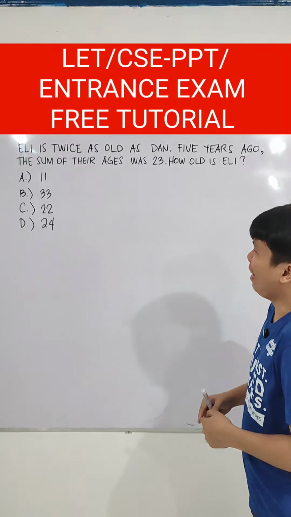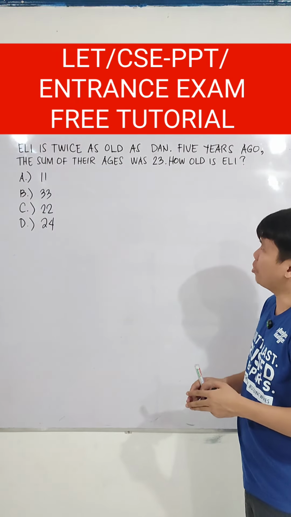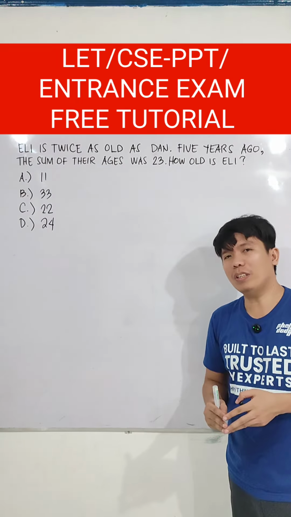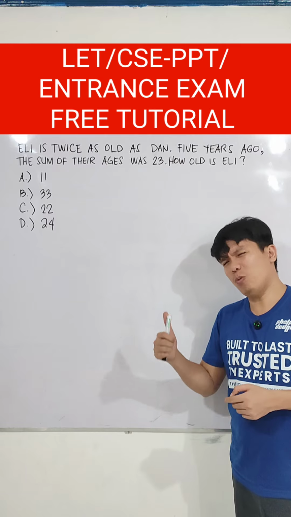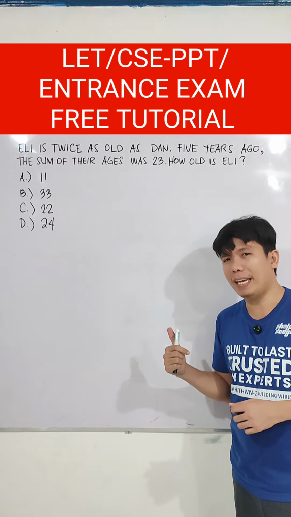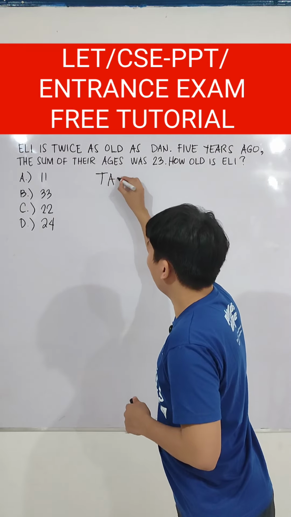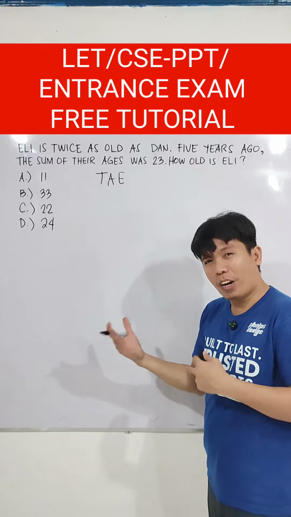We have here, Ellie is twice as old as Dan. 5 years ago, the sum of their ages was 23. How old is Ellie? Now, we can solve this in many ways, but I think the best way to solve this is by TAE, trial and error. Trial and error. Now let's try.